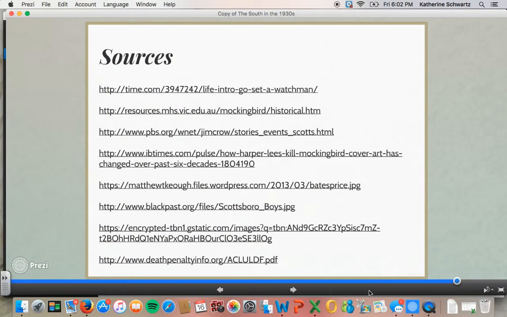And here are some sources, also great if you want to go back through. There were some great other pictures, like on Time and PBS. There were some good stories about Harper Lee, and then also some other cases around that time.